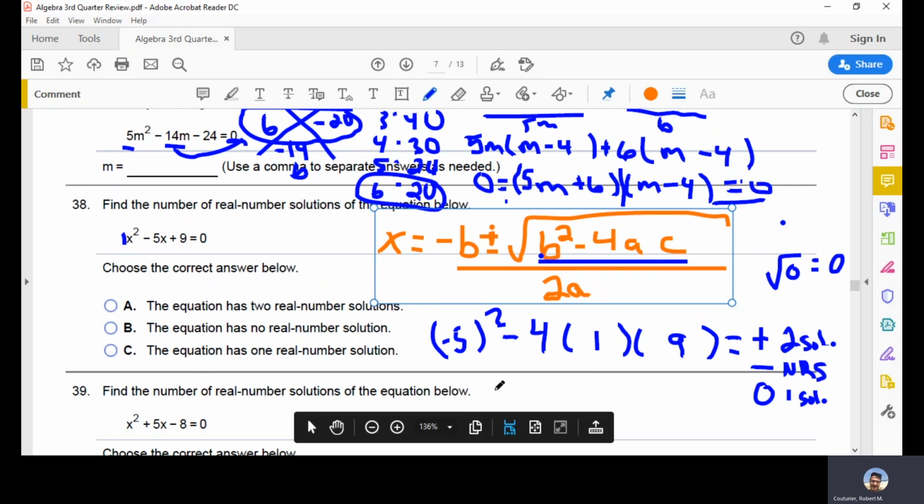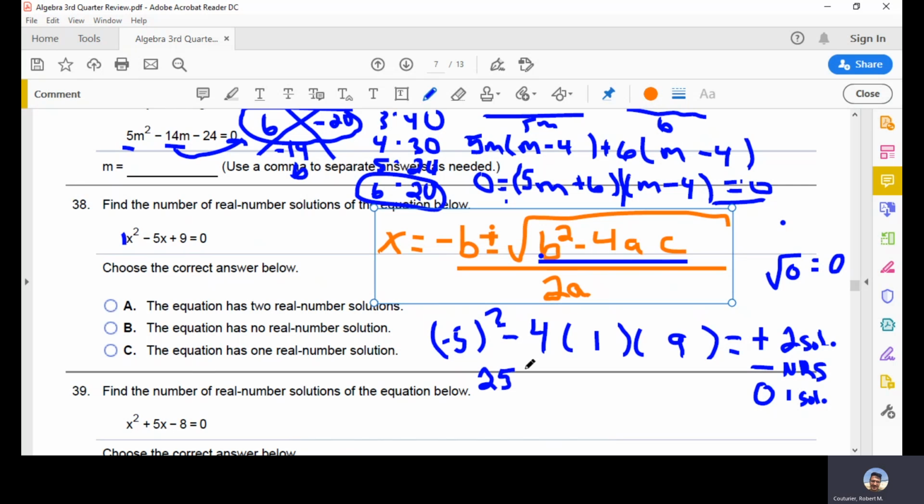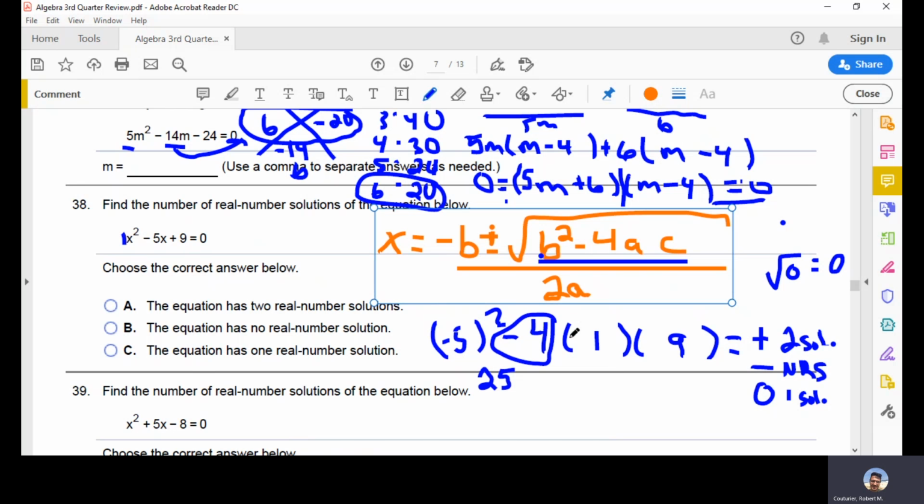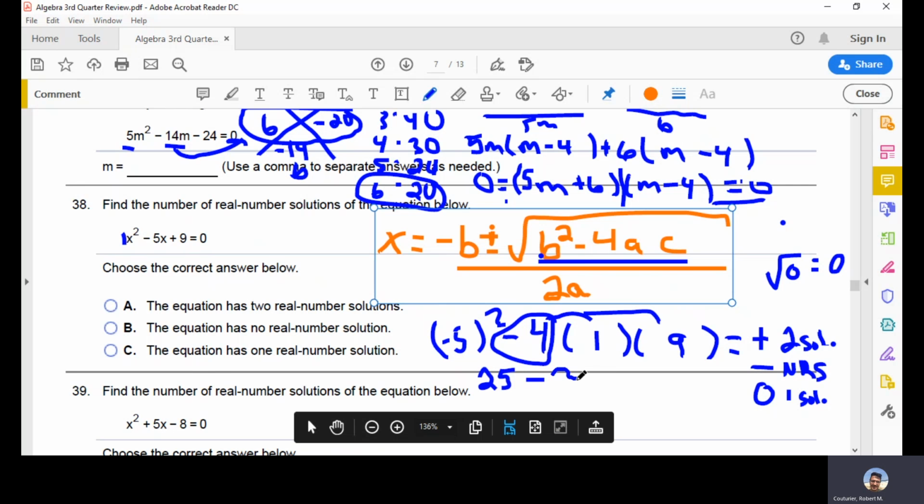So -5, we start order of operations, parentheses. There's several of them. And then we go to the next one, exponents. Okay, -5 times -5 is a positive 25. Now, please be careful with this negative. Okay, please, please, please. This is like basically saying this is a -4. So -4 times 1 times 9. -4 times 1 times 9 is -36.